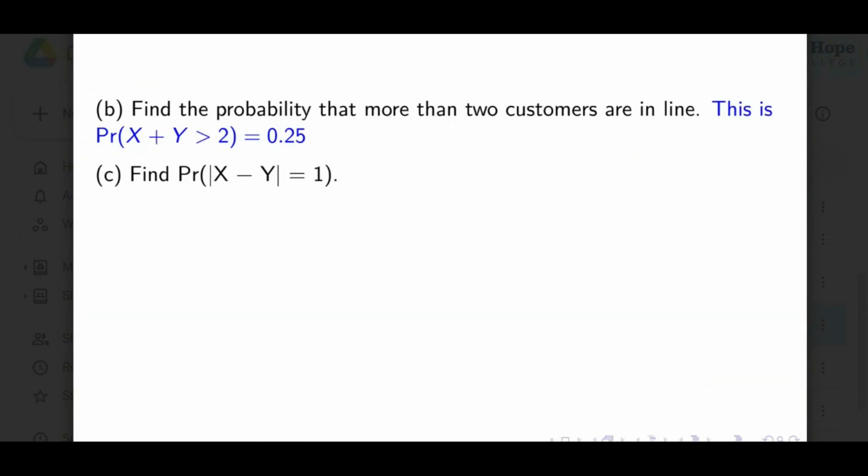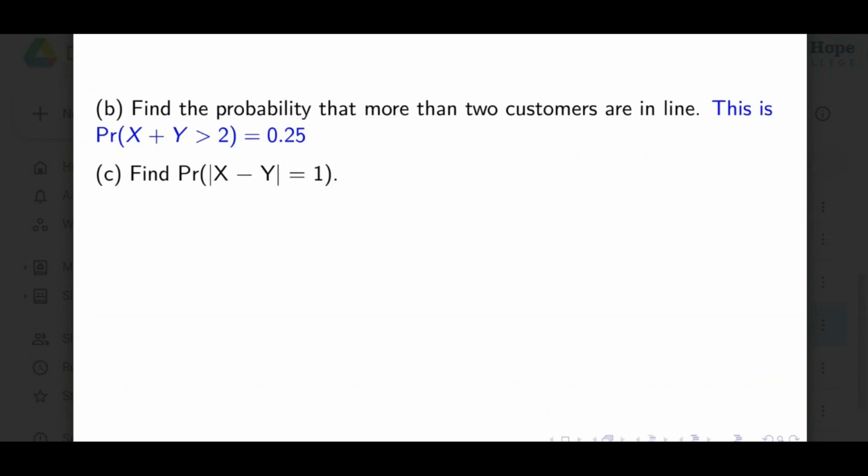What about this one? The absolute value of X minus Y equals 1. In other words, the difference in the number of people in either queue is 1. That's what this would mean. Maybe one queue has more people than the other. We don't care which. But the difference in the number of people in the 2 queues is 1. That's the practical implication, because you don't care which line is longer. What's the probability that one line is longer than the other by 1? That's what this is. So how do you do this?